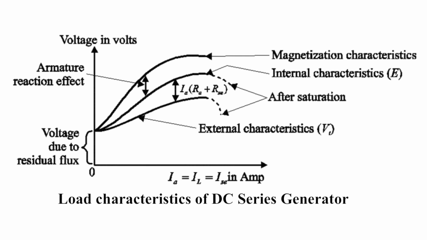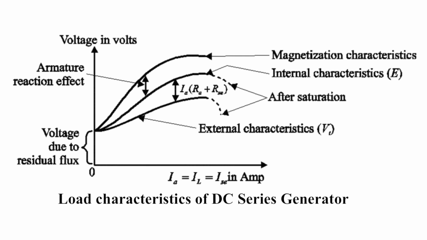As IL equal to Isc keeps on increasing, the drop Ia into Ra plus Rc also keeps on increasing. Thus, the external characteristic is also of rising nature as E increases, but it will be below the internal characteristic due to the drop Ia into Ra plus Rc.